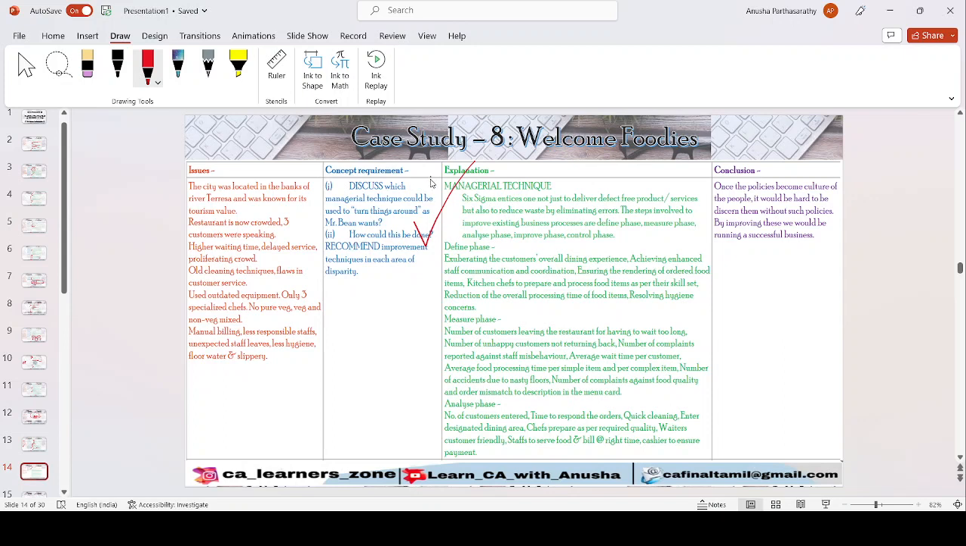Here, this is based upon the Six Sigma technique. Six Sigma is basically like you have to produce and deliver defect-free product. Doing things right the first time. We have the define phase, which means I'm going to make some techniques that are going to reduce the error. Okay, how I'm going to do this?